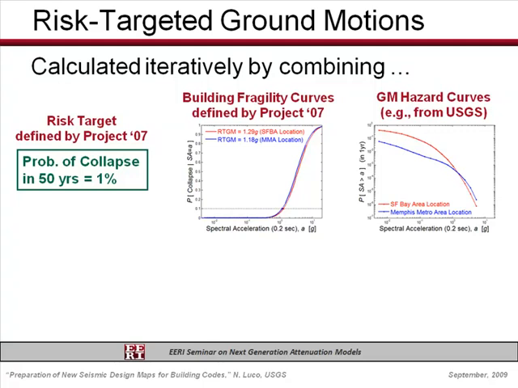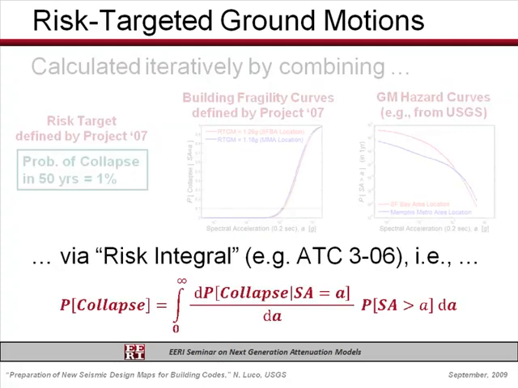And Charlie mentioned that risk target being a probability of collapse in 50 years of 1%. And we do this via this risk integral, which actually you can see Charlie referenced, ATC 306. They have the risk integral in there, which is interesting.